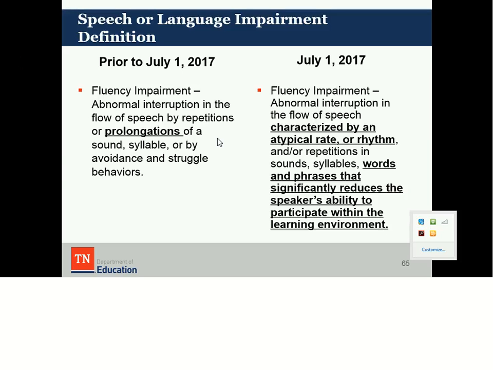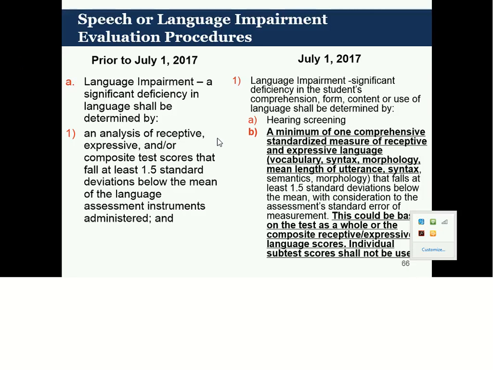Fluency, we just added some language for clarity's sake that a fluency impairment involves the interruption of the flow of speech that's characterized by atypical rate and rhythm of repetitions and sounds, symbols, and words and phrases that significantly reduces the speaker's ability to participate in the learning environment. There were no changes to the voice definition.